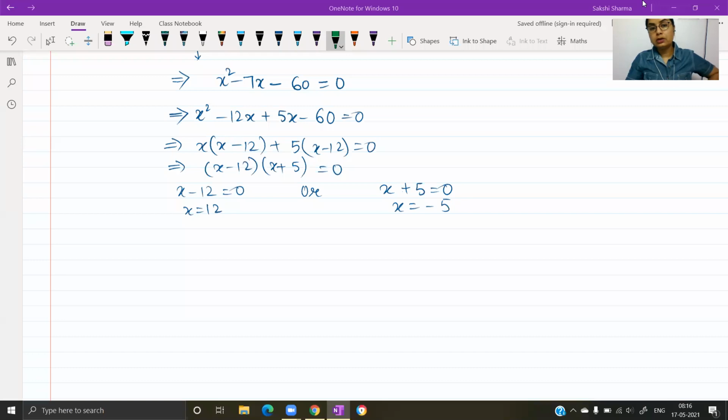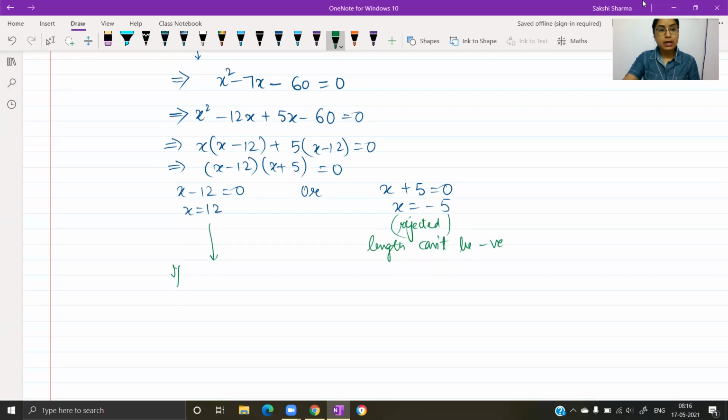We are given two values. We have obtained two values, x as 12 and x as -5. Since x is representing the length for the sides of the triangle, any one side of the triangle, it cannot be negative. So the negative value will be rejected. If you want, you may write down the reason that the length cannot be negative. So we have only one possible answer.